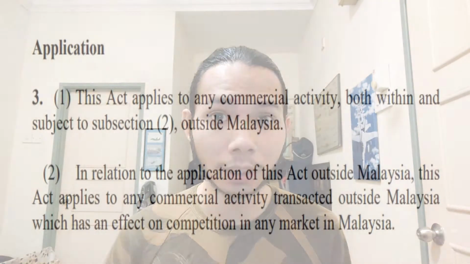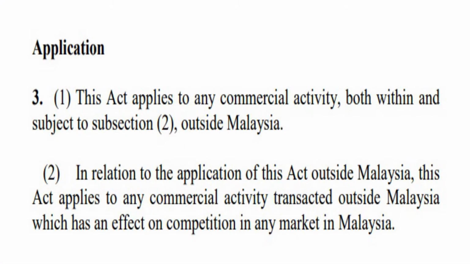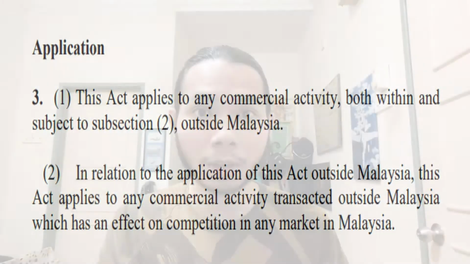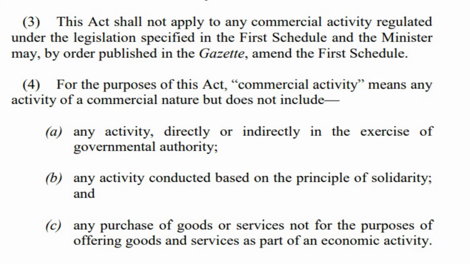Now we shall proceed with the application of this law. The application is where someone is applied to this law or they are completely excluded from this law. Section 3 applies to anybody who conducts commercial activity. Enterprises who engage in commercial activity are bound and applied by this law. However, there are certain situations where certain enterprises are excluded from this law, and this has to be done by gazette by the minister. The minister has to list down people who will be excluded by this law under the First Schedule of the Competition Act.